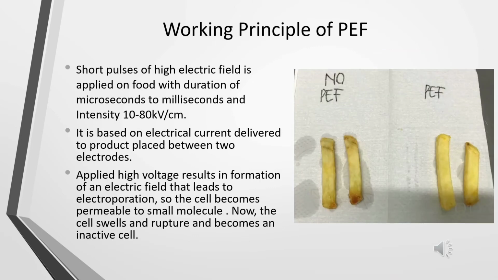When short pulses of high electric field are applied on a food like potato with a duration of microseconds to milliseconds and intensity of 10 to 80 kilovolts per centimeter. It is based on electrical current delivered to the product placed between two electrodes. The applied high voltage results in the formation of an electric field that leads to electroporation. So the cells become permeable to small molecules. Now the cell swells and ruptures and then becomes an inactive cell.